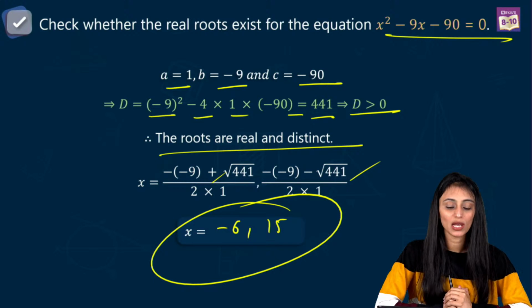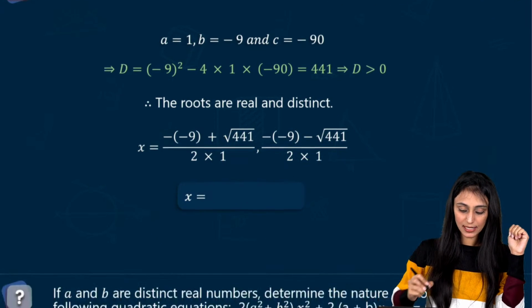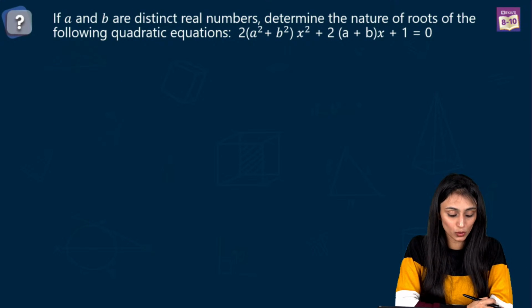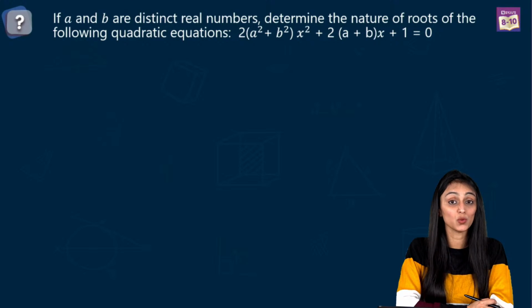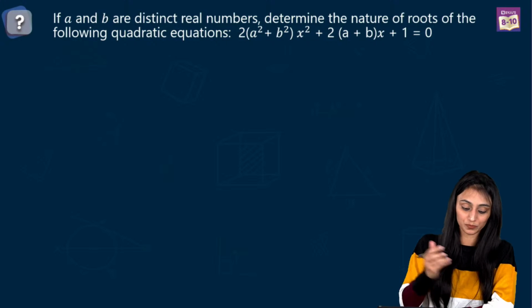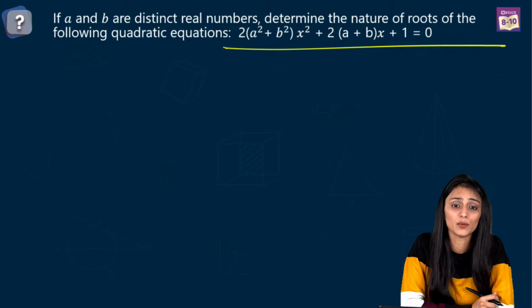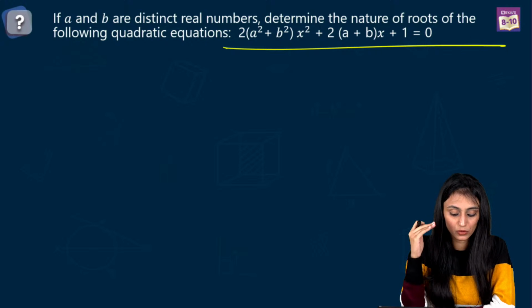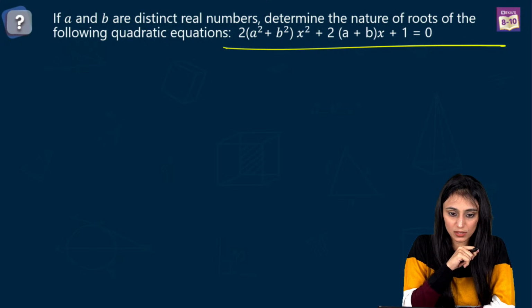Absolutely. So you all have understood how to apply this method. Let's take a look at the next question. If a and b are distinct real numbers, determine the nature of the roots of the following quadratic equation: 2 times a square plus b square x square plus 2 times a plus b x plus 1 equal to 0. This is the quadratic equation that we have. A and b are distinct, different real numbers. We have to check the nature of roots.